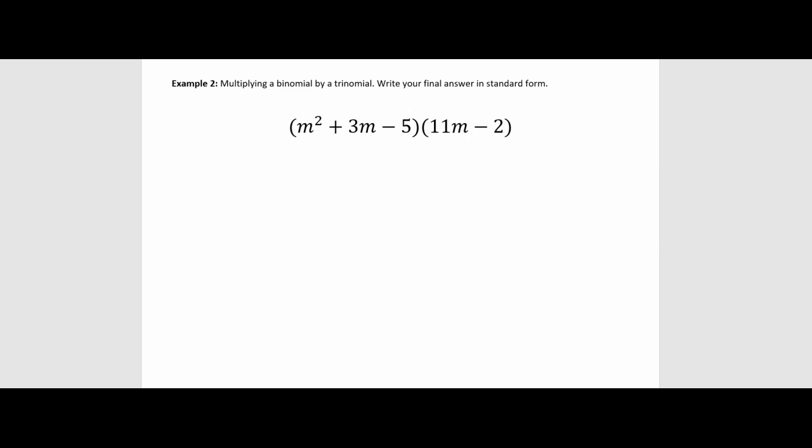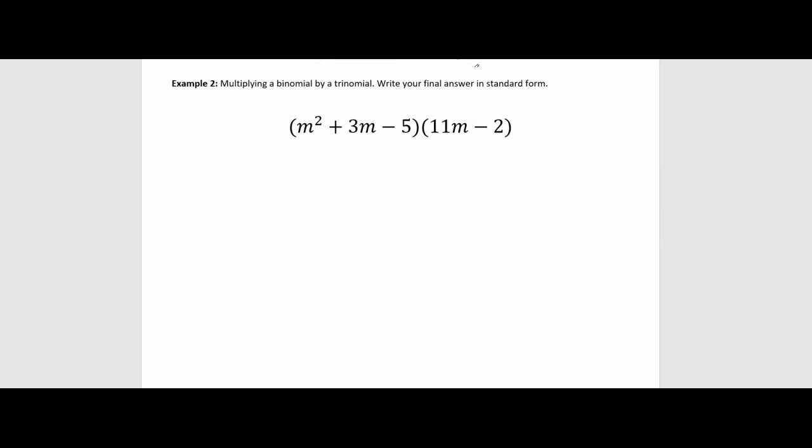Now, you can choose to do this in whatever way you want, right? If you really wanted to, you could just put the 11m minus 2 on this side and do it that way, right? Because you're multiplying, it doesn't matter what order. So if you wanted to do it like that, you could, but we'll do it the way that it was set up.